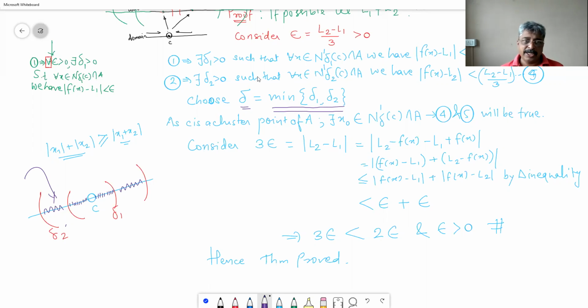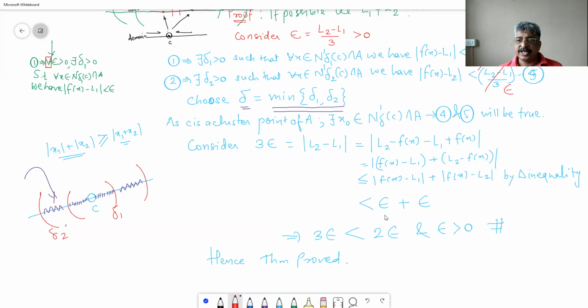Now you see in this particular proof, we have extensively used the definition of limit. Unless we have a clear-cut understanding of the definition of limit, we will not be able to make use of that. Therefore, go through each and every step and follow it. Here we have written epsilon is equal to (L2 minus L1) by 3. So maybe instead of writing (L2 minus L1) by 3 there, we can write epsilon here, because that is the same.